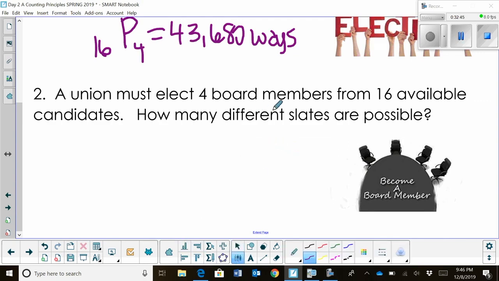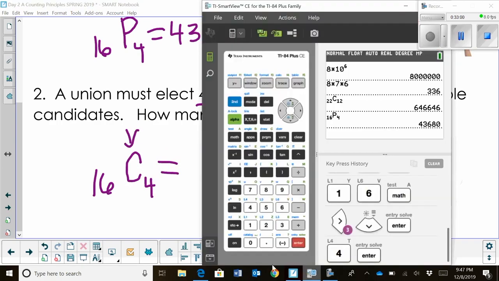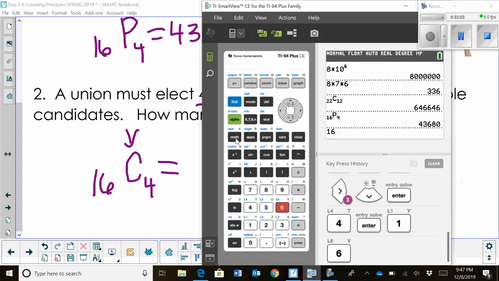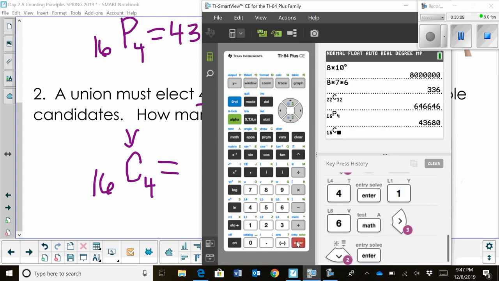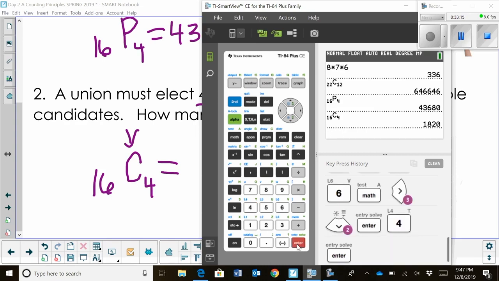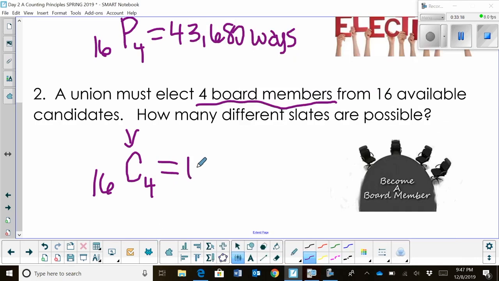Now this one's different because we just have board members. They're not assigned to a position. So that one is a combination. So I'm going to do 16, choose 4, but this time it's a combination. So let's do 16, math, probability, choose a combination, and choose 4. Now, the combination will have less possibilities. It's only got 1,820. And why is that? Because the order didn't matter. The same group of 4 aren't going to be assigned to a position. So that's how come we can do it.